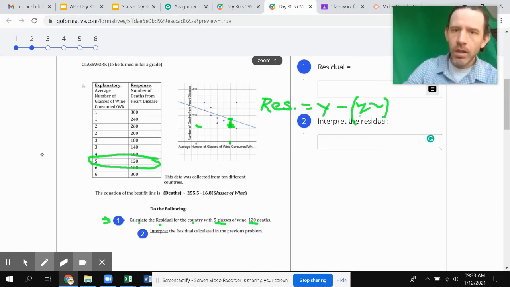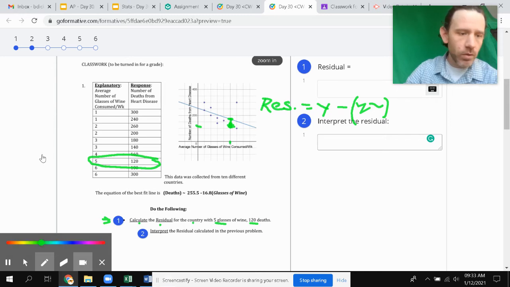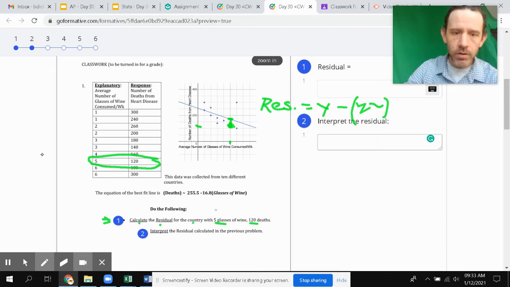Okay. And before we get there, we need to know what we have. So in the equation, or in the problem, we have two values. This is the glasses of wine. We look at what that is. That's our x, right? Glasses of wine. So this 5 is the x. And the 120 is our y. You can see it there. It's our y value. It's talking about deaths, right? So we already have this. This is 120.